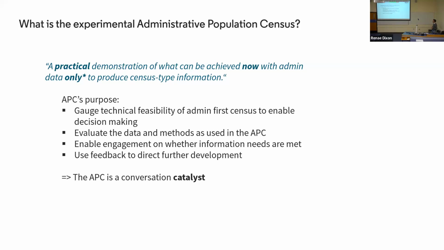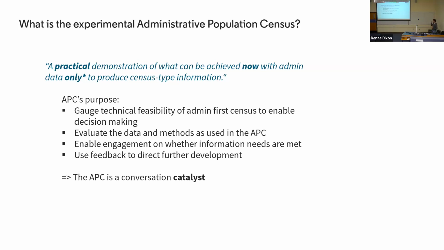And finally, the one I think is most important, it's supposed to be a practical demonstration. It really is supposed to look like a census, so that the data has the same shape, to help people understand the data and evaluate the data better. So the purpose, to be a bit more detailed, has various aims. One of them is to gauge the technical feasibility of an admin-first census, to enable decision-making on any future model, evaluate the data and the methods used in the APC, but also enable engagement, and then use that feedback from engagement to direct further development.